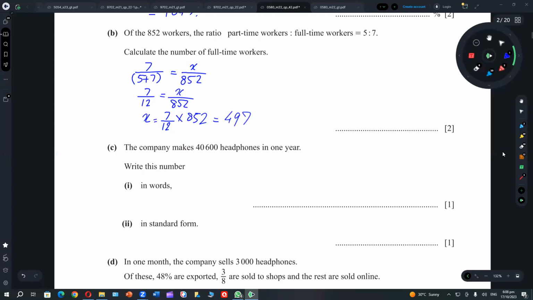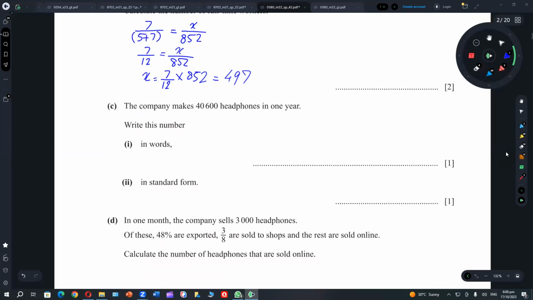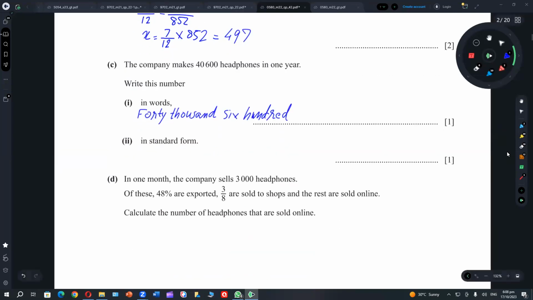The company makes 40,600 headphones in 1 year. Write this number in words. Yeah, this is easy. Now in standard form, scientific notation.